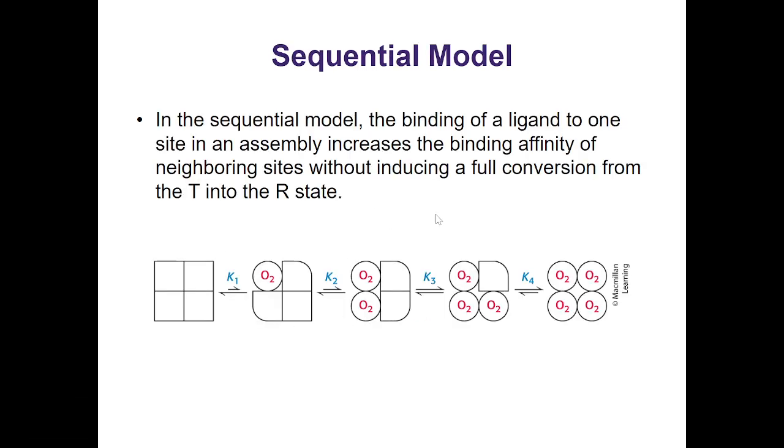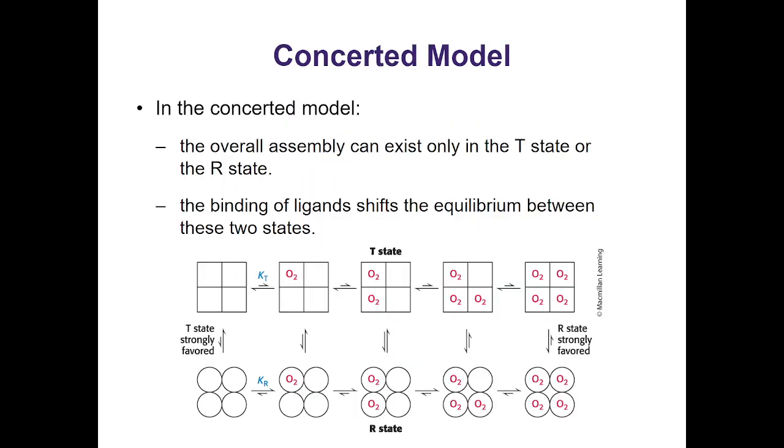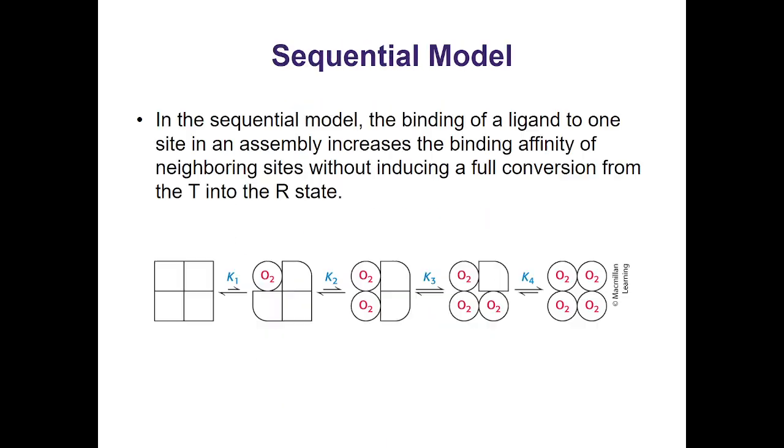Okay, so this is the sequential model, the next one. In our sequential model, the binding of a ligand to one site in an assembly increases the binding affinity of the neighboring sites without inducing a full conversion from the T into the R state. So this is a different model to think about this with. The first one was the concerted. The next one is the sequential. Okay?